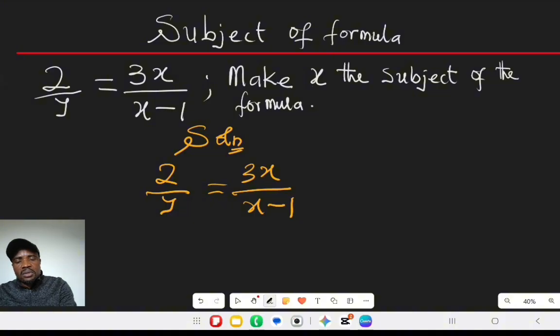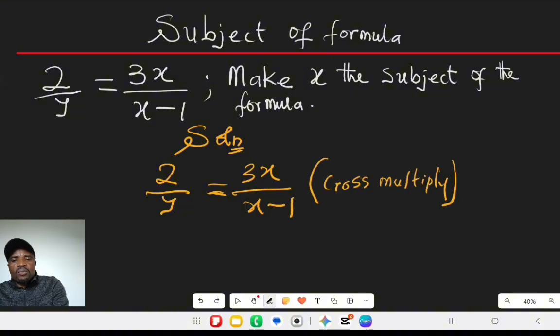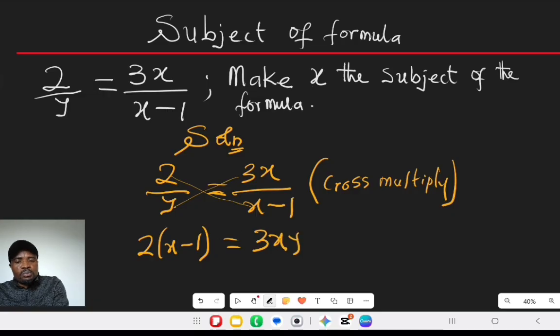What we do, we cross multiply. Since we have an equal to sign, the numerator of the left-hand side we times the denominator of the right-hand side, while the denominator of the left-hand side we times the numerator of the right-hand side. When we cross multiply, 2 we times x minus 1, which is 2 into x minus 1, and y we times 3x, which is equal to 3x times y. We just put y, a short way of writing it.